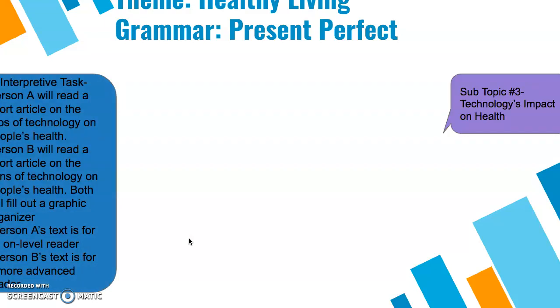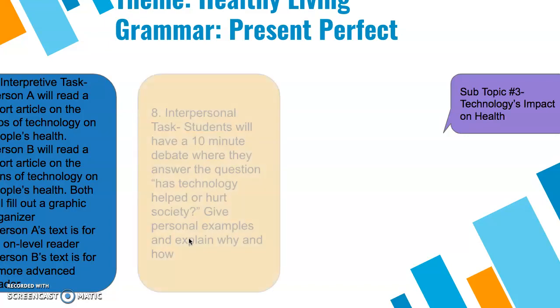In my interpretive task, person A is going to read a short article on the pros of technology in people's health, and person B is reading about the cons. Both are going to fill out a graphic organizer. I tell them person A, person B based on their partner, and person A's text is an on-level text, for those that are on level in terms of their reading, and person B's is a little bit more for the advanced reader, because person B's part of the article is a little bit more difficult. So I set it up so that those kids that are excelling and those kids that need the challenge get that opportunity to be challenged in the interpretive mode.